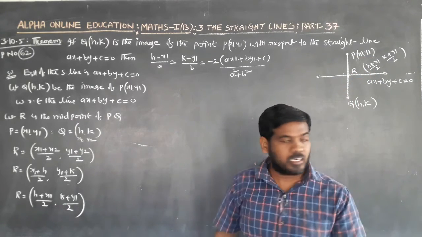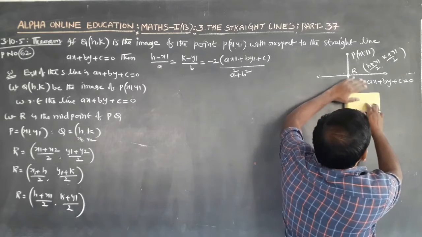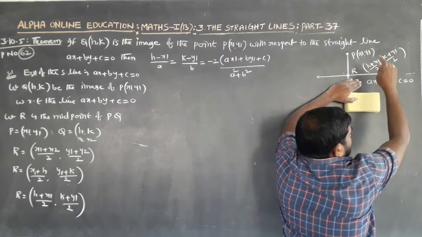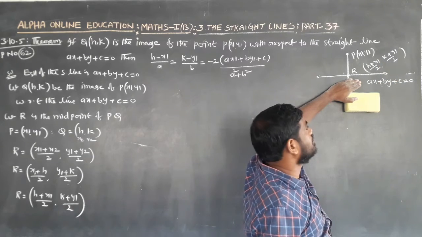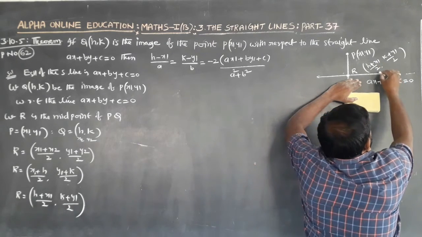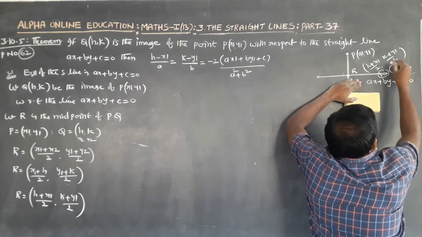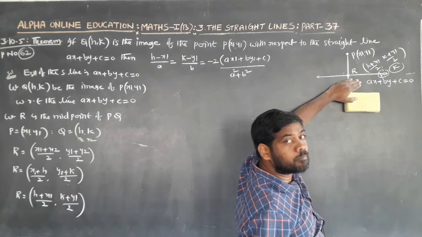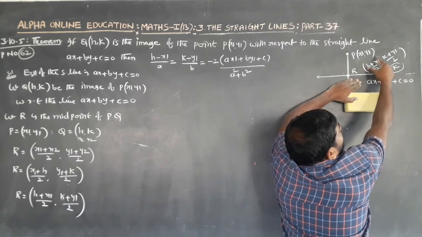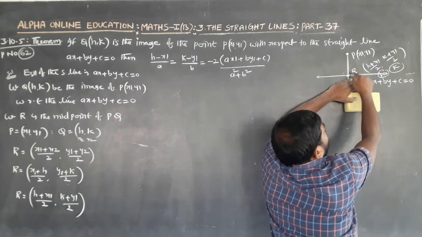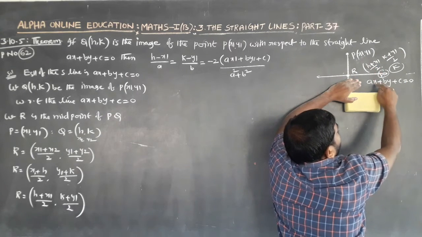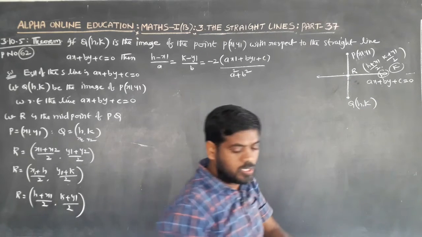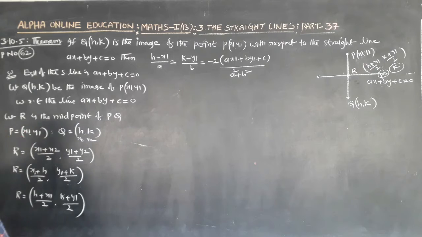Observe here clearly. Here R is the foot of the perpendicular from P on the straight line ax + by + c = 0. This is the h value, this is the k value. Here R(h, k) is the foot of the perpendicular from P(x1, y1) on the straight line ax + by + c = 0 by using the foot of the perpendicular theorem.